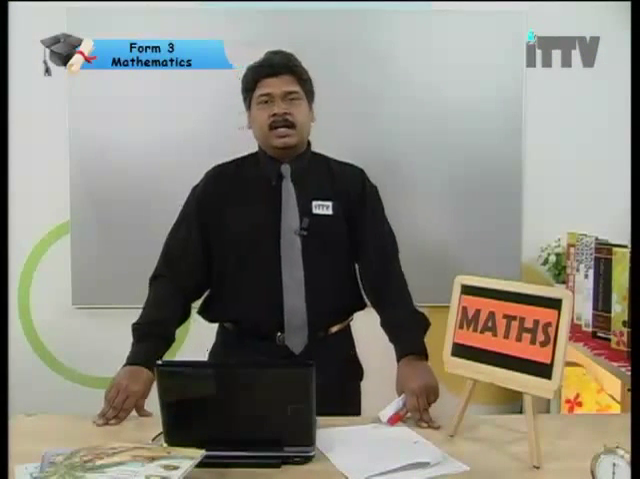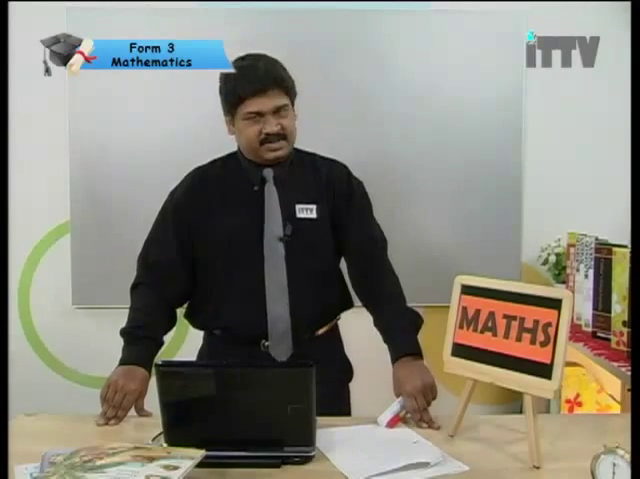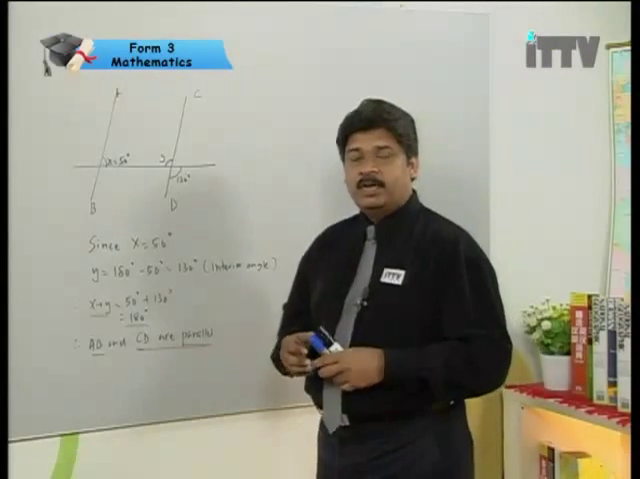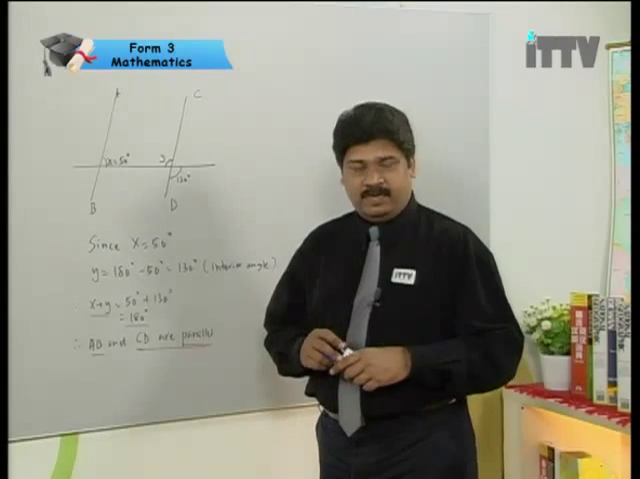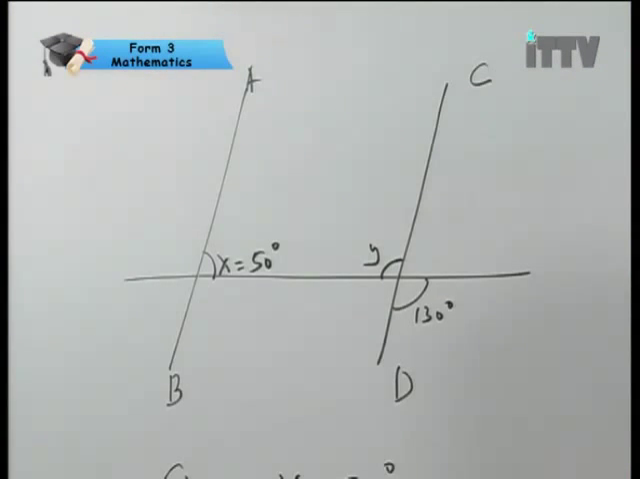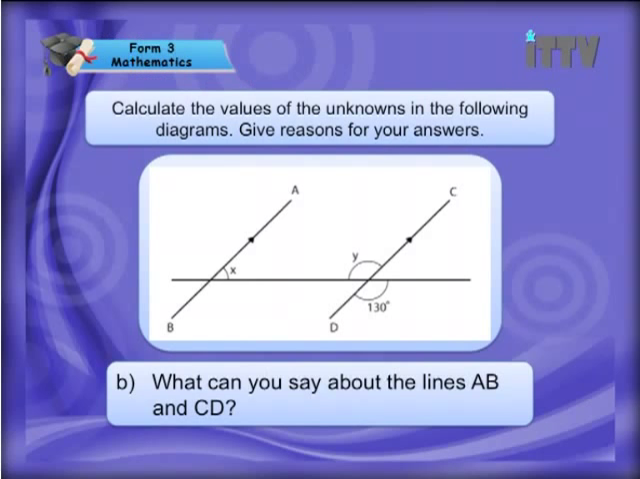Well, boys and girls, let us now turn our attention to the first question. In the diagram, find the value of x plus y given that x equals 50. The question wants us to find the value of x plus y. Secondly, they want us to ask, are AB and CD parallel lines? So there are two questions here.